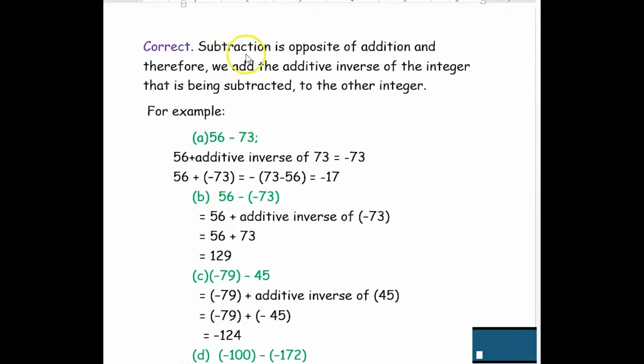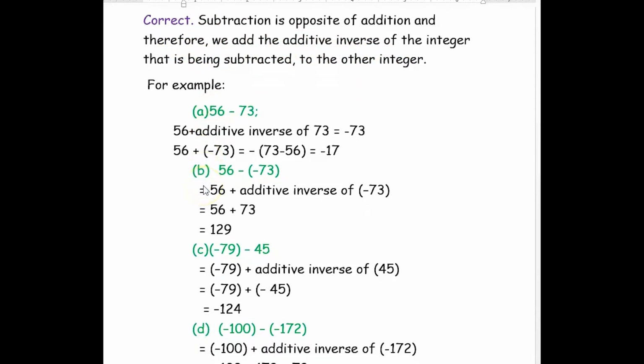Next question is, subtraction is opposite of addition, and therefore we add the additive inverse of the integer that is being subtracted to the original integer. They are saying this statement is correct, and for our understanding they have given a few examples.